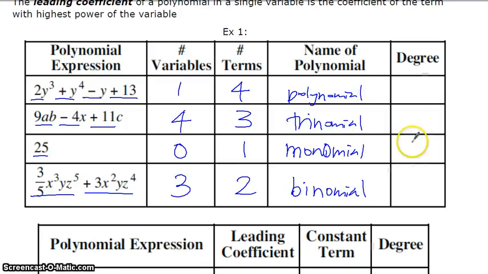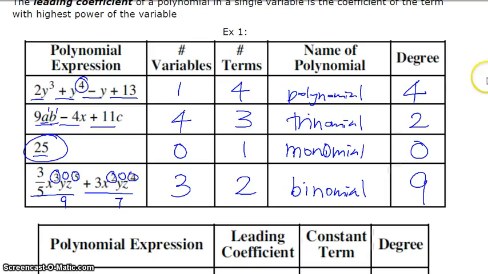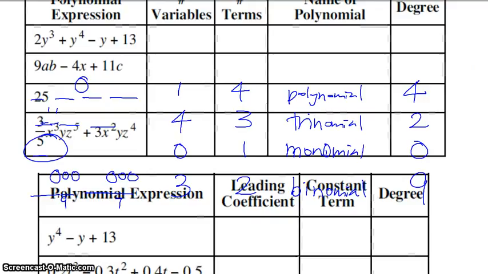Okay, so what's the degree? Well, here just a number, degree 0. For the binomial, you look at the degree of each term. 3 plus 1 plus 5, the degree here is 9. 2 plus 1 plus 4 is 7. You take the highest degree, so it's 9. Here the degrees are 1 and 1, so 1 plus 1 is 2. You take the highest, which is 2. Here the highest degree is 4. So the degree of a polynomial is the degree of the term with the highest degree, and the leading coefficient is the coefficient of that term.